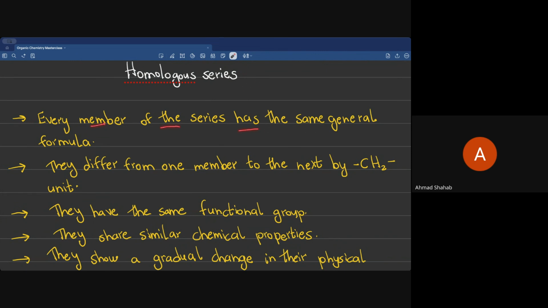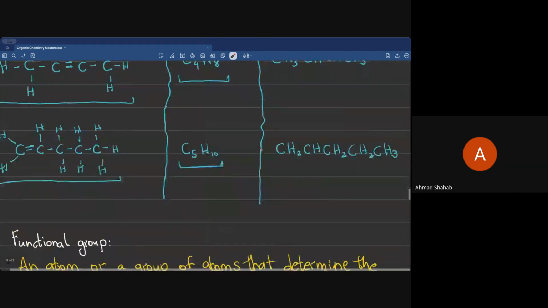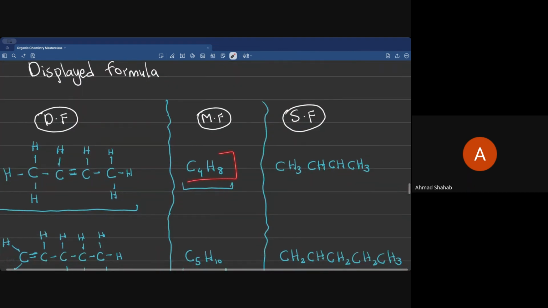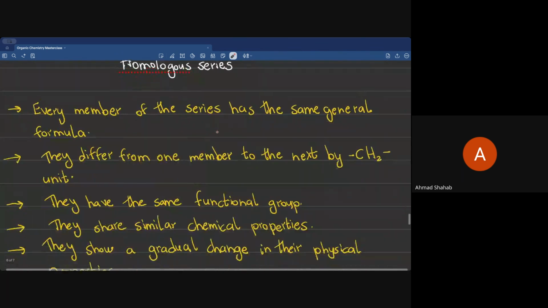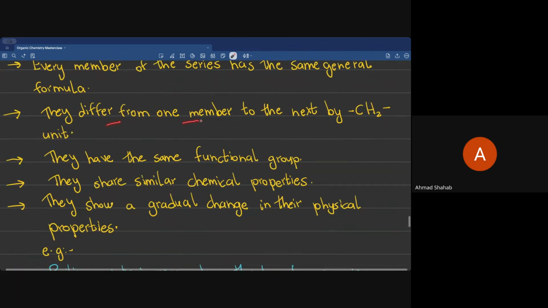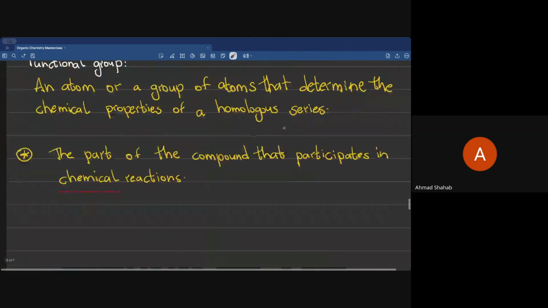Every member of the series has the same general chemical formula. We did discuss that earlier as well. देखो C4H8, C5H10 ये सारे CnH2n general formula को obey कर रहे हैं, ठीक है? They have different molecular formulas, but they all obey the same general formula. अच्छा जी, they differ from one member to the next by a CH2 unit, ठीक है?